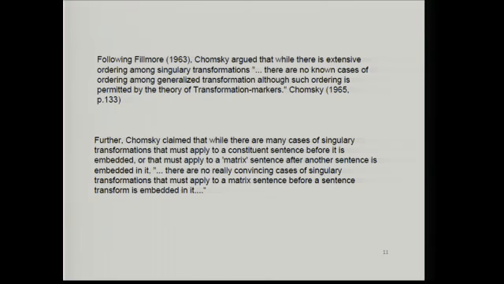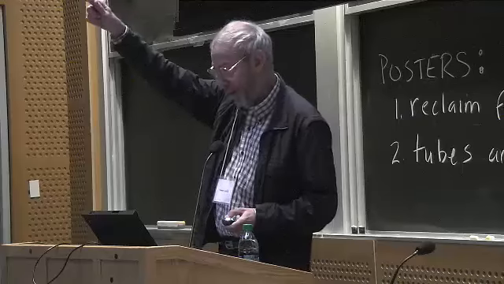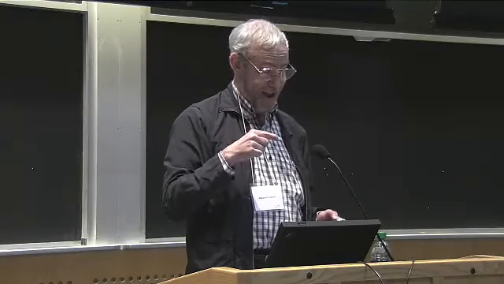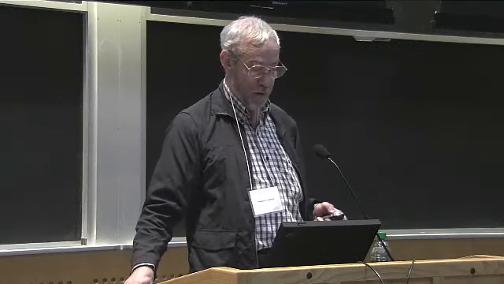We got a big pamphlet of transformations, and on the cover was the list of all the names of the transformations and a number next to every transformation, and arrows connecting some of the transformations to others of them, and every arrow indicated that there's a known argument that the rules have to come in that order. So while there's extensive ordering among singularity transformations, there are no known cases of ordering among generalized transformations, although such ordering is permitted by the theory of transformation markers.